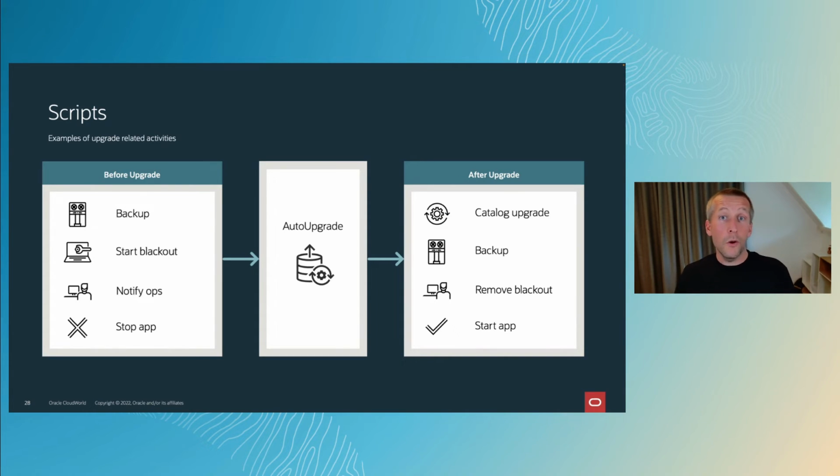Likewise, after the upgrade, we also recommend that you do a backup. If you are using RMAN and you have RMAN catalogs, before you can start a backup in the new release, you must upgrade the catalog. You also want to get rid of that blackout that you created, and then you can restart the application. All those tasks are important, and they are a part of the upgrade project.